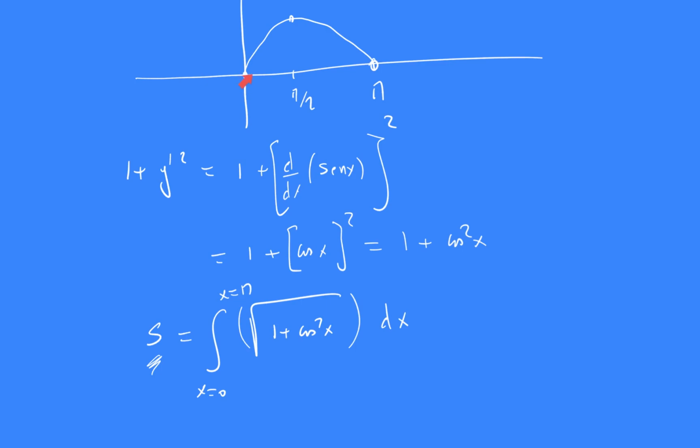Pi is 3.14. So this integral maybe is 4.5, 5 meters. So you have pi meters here, 3.14, and you walk through here. How many meters would you walk? This is the result. How many meters? I guess it could be 5. But do it with your calculator and let me know, please.